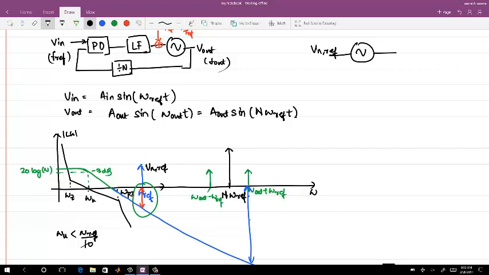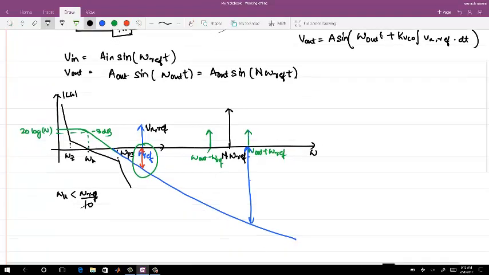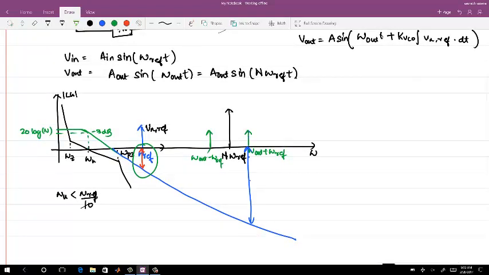So if I write V out is A sine of omega out t plus KVCO times V noise ref dt, and V noise ref is the filtered portion which you are seeing here, right? So now you see that the spur which you are seeing is the translation of the filtered voltage at the output. So this picture will not be the real suppression.